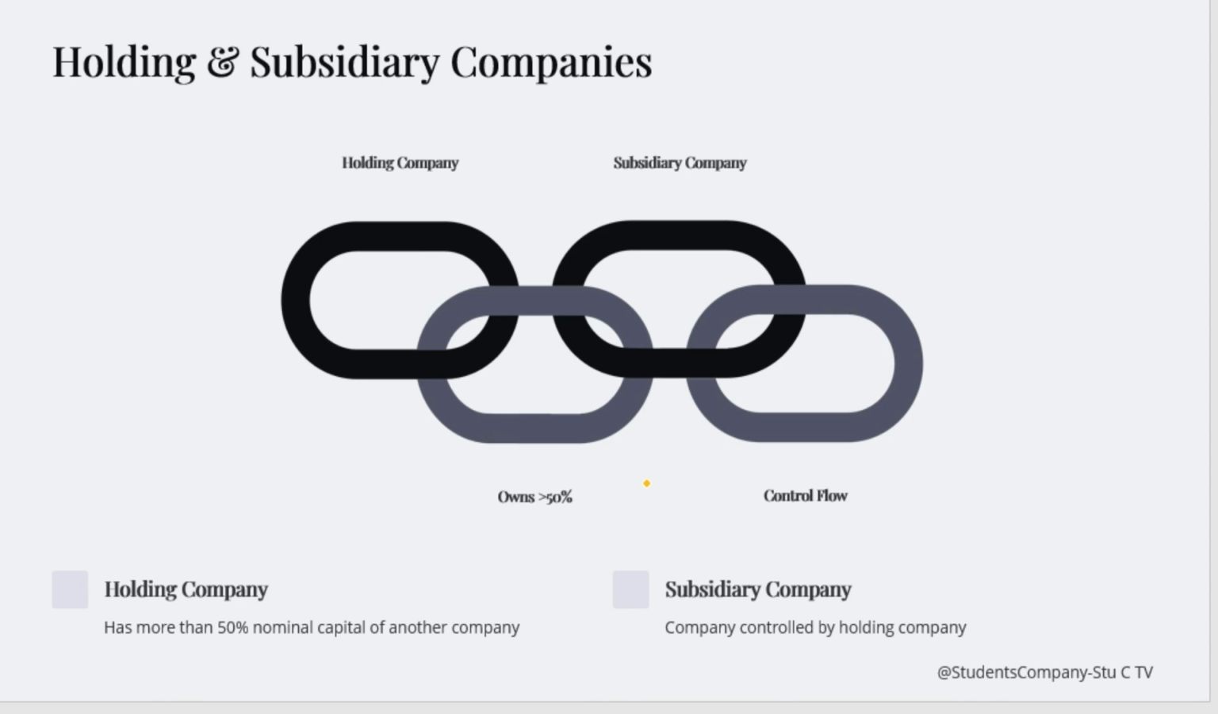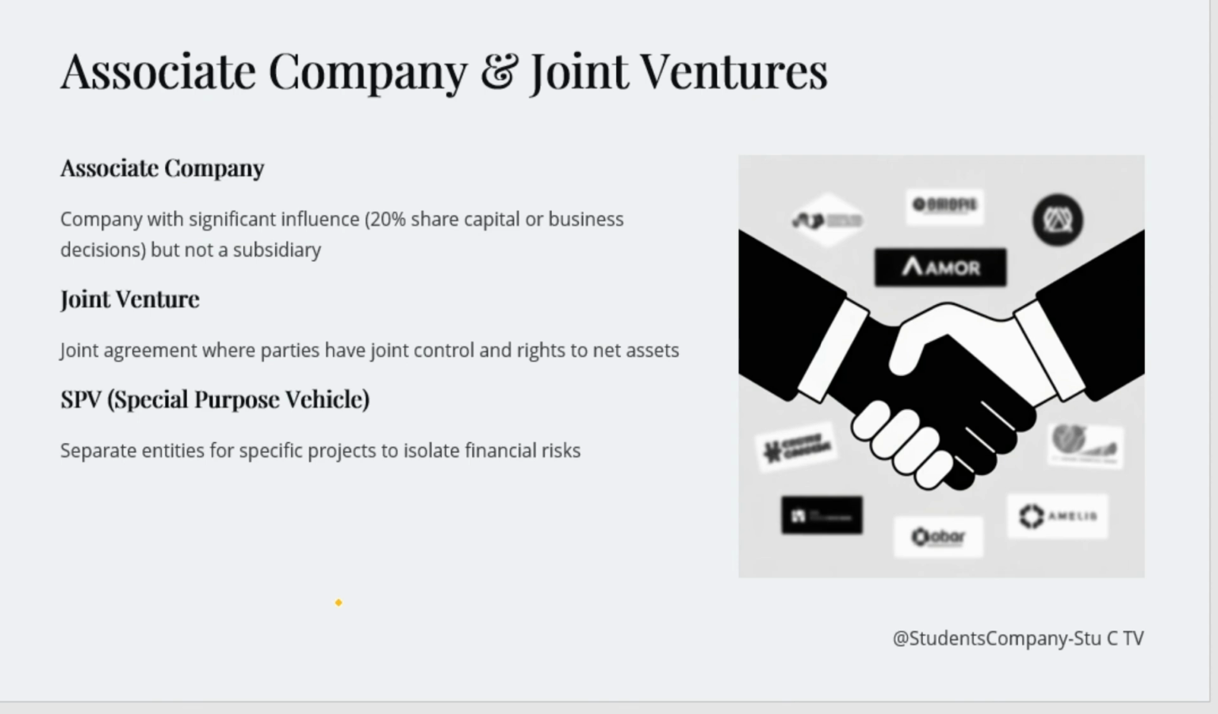In holding and subsidiary companies, the holding company has more than 50% capital of another company. A subsidiary company is a company controlled by the holding company. So the holding company will be the bigger company, and under that there will be a subsidiary. Then associate companies and joint ventures. Associate companies have significant influence, but not like a subsidiary where 51% or more than 50% is there. An associate company will have only 20% share capital held by the larger company. Okay. A joint venture is where parties have joint control and rights to net assets.